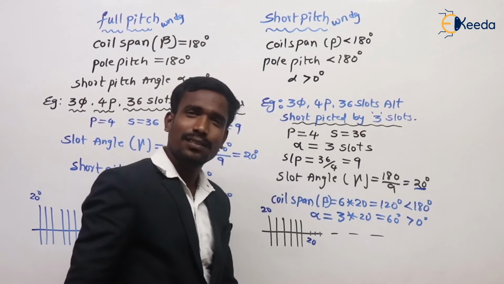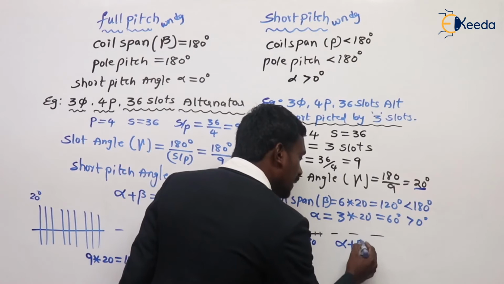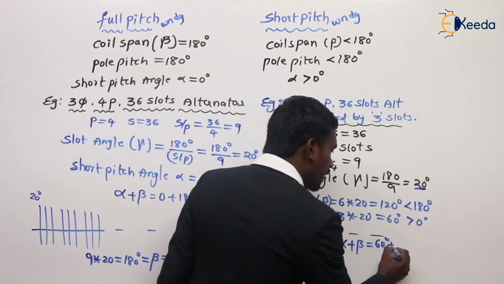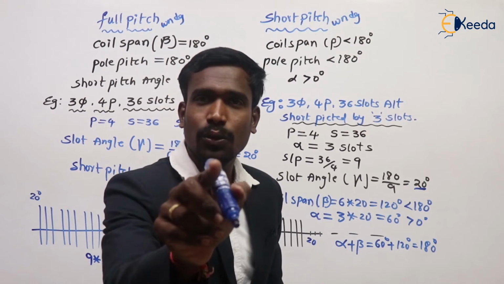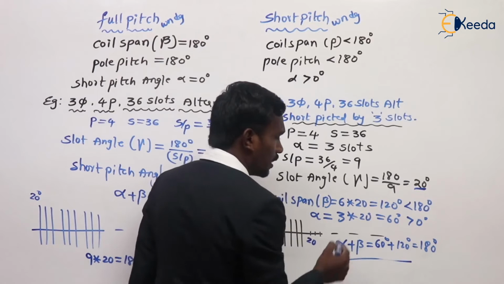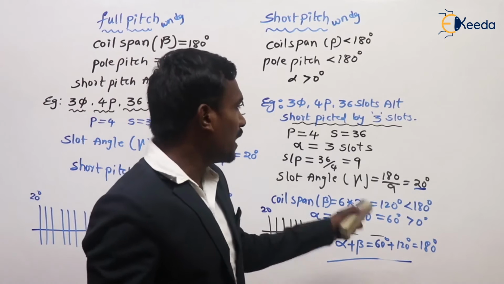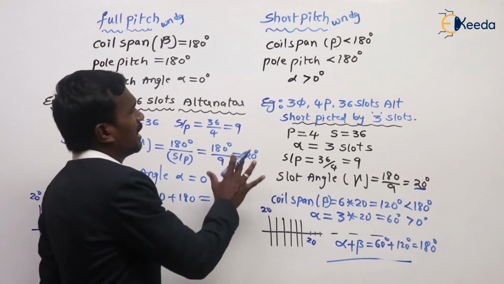Check once: is alpha plus beta equal to 180 or not? What is my alpha? My alpha is 60, my beta is 120, which equals 180. I have already told you, alpha plus beta should be equal to 180 degrees. That's good. So this is the short pitch winding explanation. A very, very important question for us. Okay, this is an example for short pitch winding and full pitch winding.